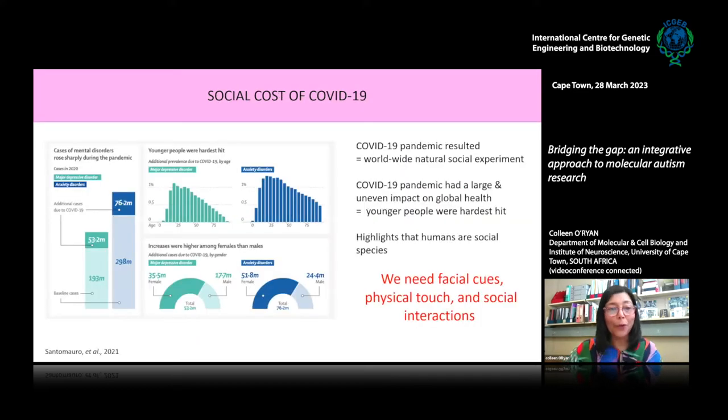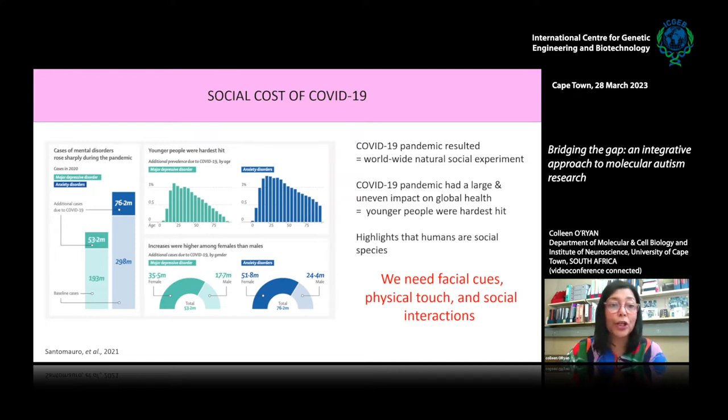All right, so we all know that we have been part of a large natural experiment. We had no choice, we were signed up. And so the COVID pandemic was an incredible natural social experiment. And one of the things about the COVID pandemic was the mental health cost and the social cost of COVID. And there are many other costs associated with COVID that I won't talk about.